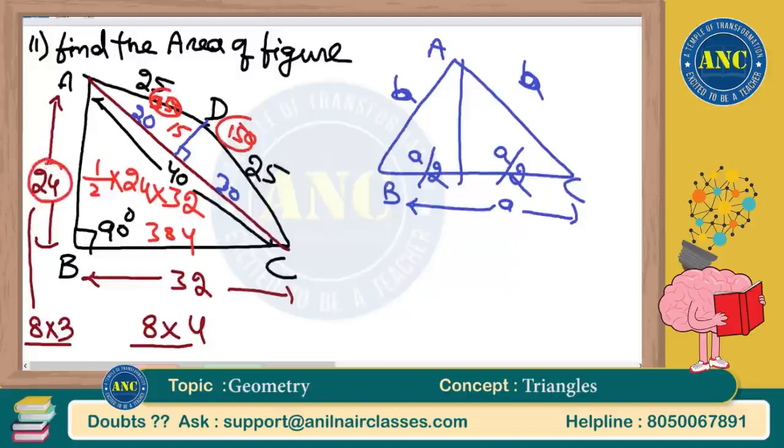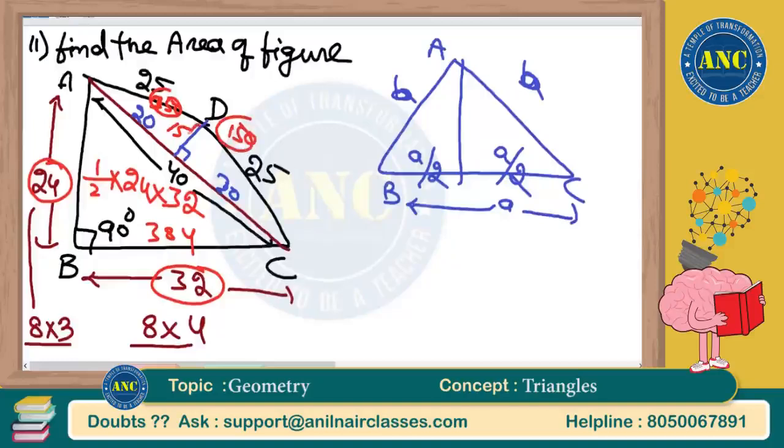So 8 3s are 24, 8 4s are 32. The hypotenuse AC will become 8 5s are 40. It is given that AD is 25, DC is 25. Find the area of the figure.